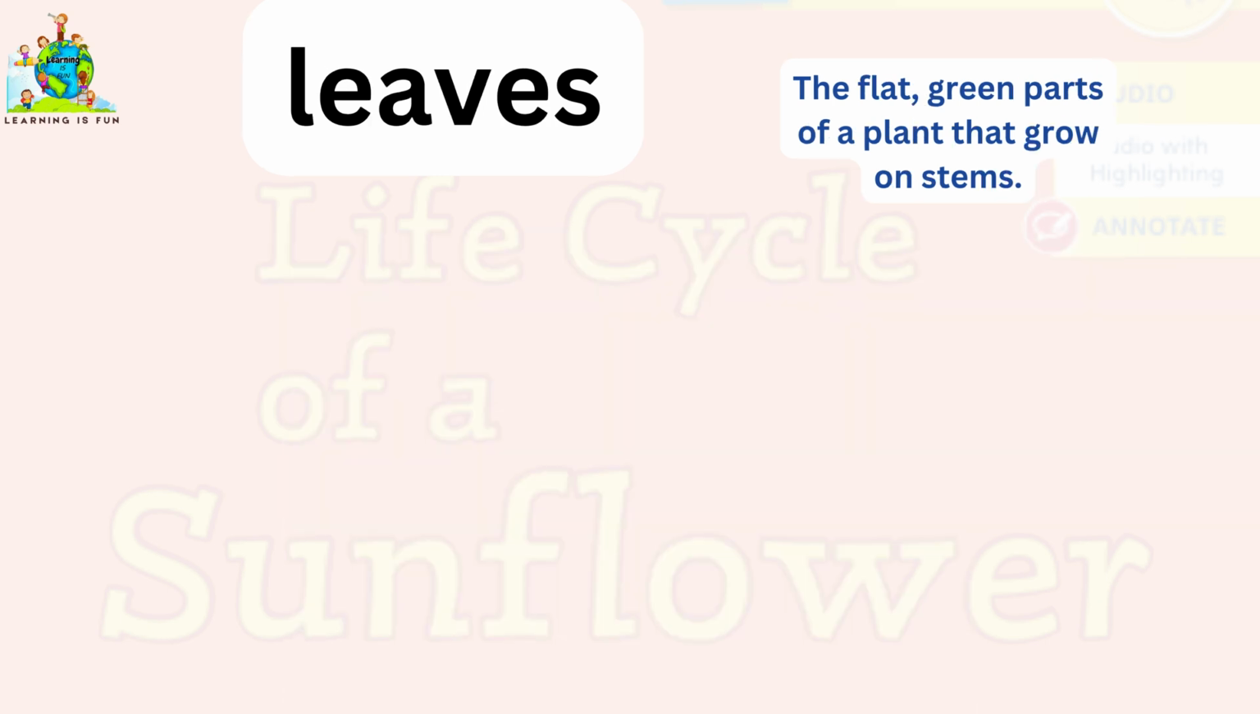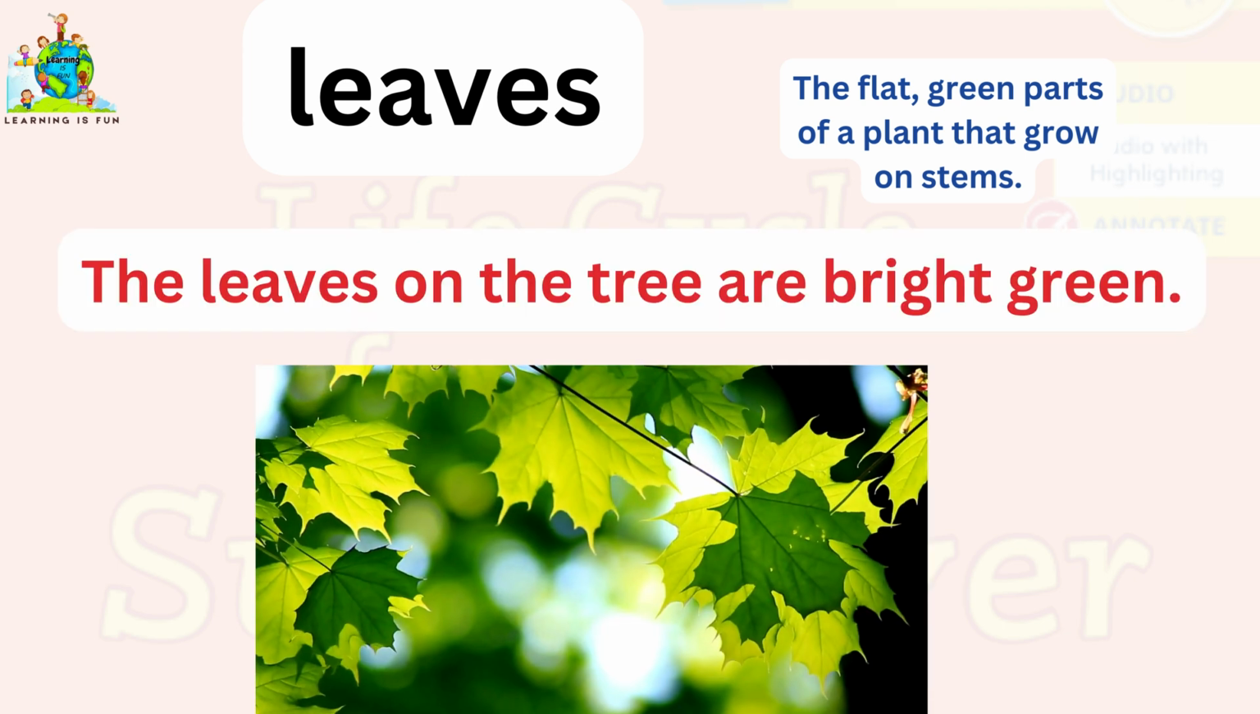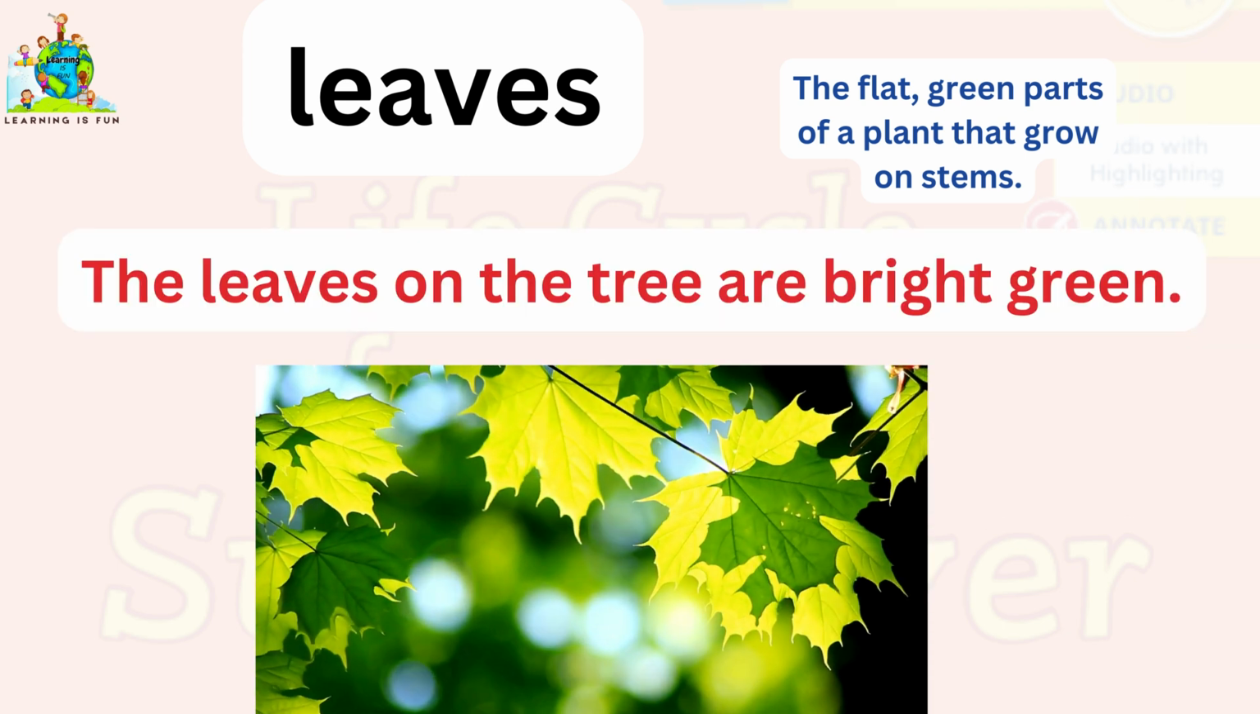9. Leaves. Meaning, the flat, green parts of a plant that grow on stems. Sentence, the leaves on the tree are bright green.